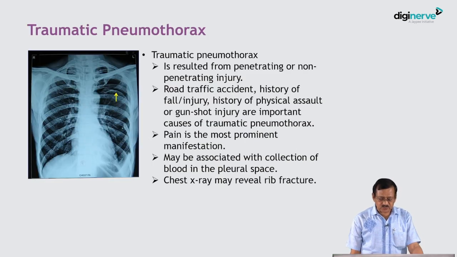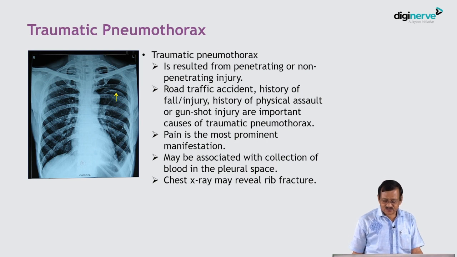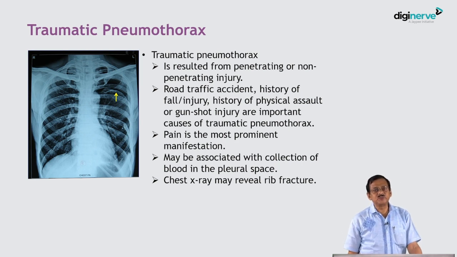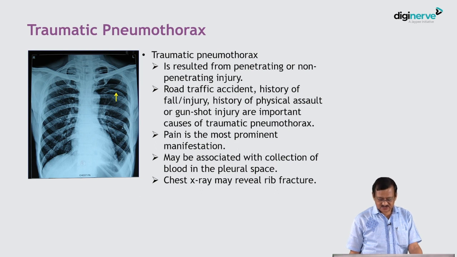Now, traumatic pneumothorax is the result of penetrating or non-penetrating blunt injury to the chest. Road traffic accident, history of injury, fall, physical assault, blunt trauma, and gunshot injury are important. That history should be taken, as the patient may forget to tell the cause of traumatic pneumothorax. Here, the pain is the most important thing, due to rib fracture or something.